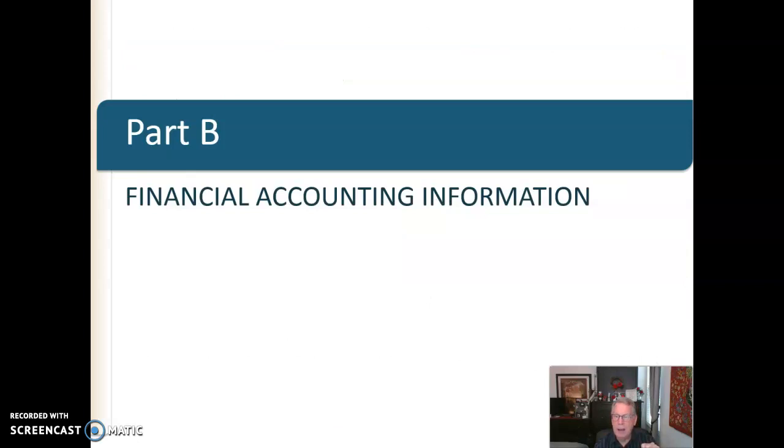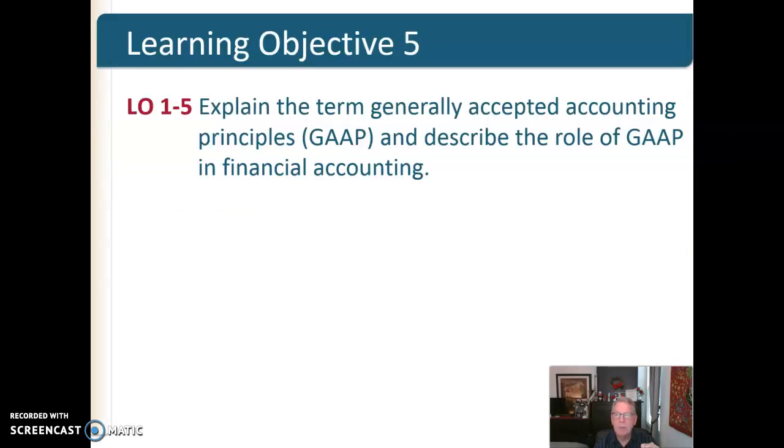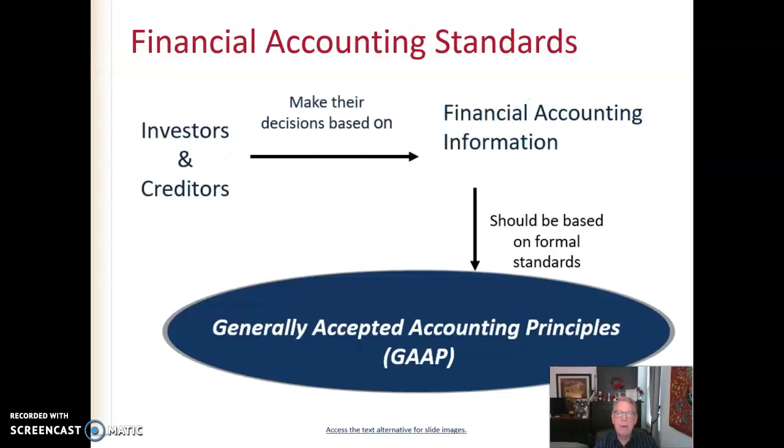All right, and now we get to financial accounting information. Here, we're going to look at what's referred to as generally accepted accounting principles. You'll hear that term a lot in this course. We call that GAAP, financial accounting. And GAAP is something that you're going to learn about in this course. And we want to make sure that we have some formal standards that we use to prepare our financial information. And that's what the generally accepted accounting principles are.